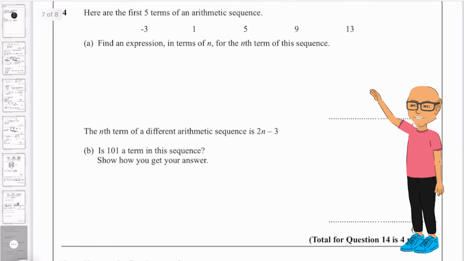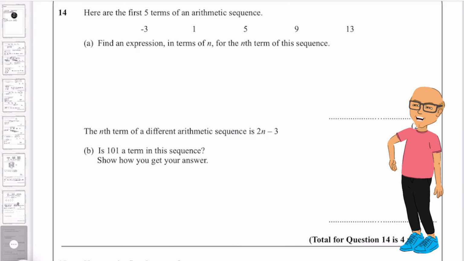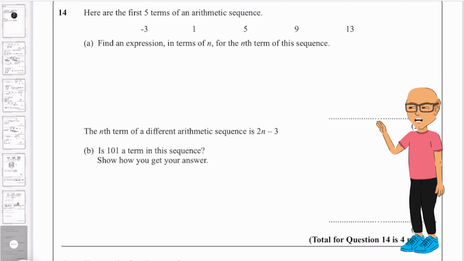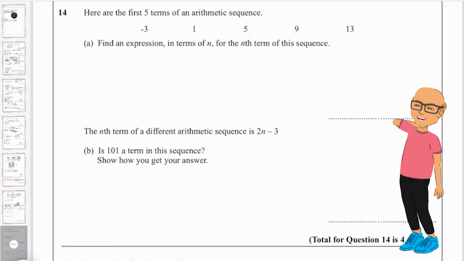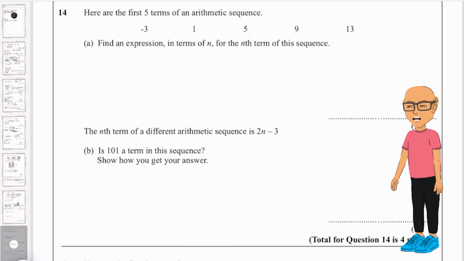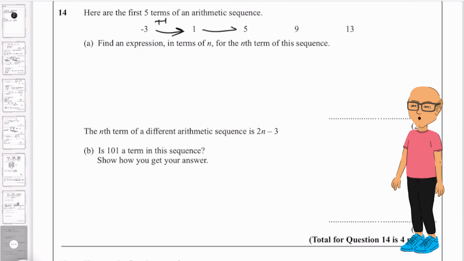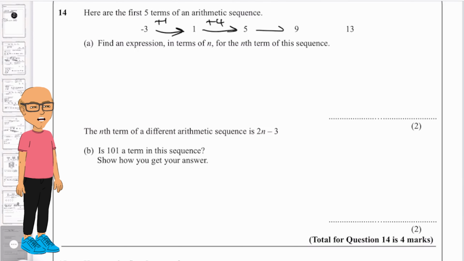So question 14. So we've now got the first 5 terms of an arithmetic sequence. Remember, arithmetic sequence is when we're adding or subtracting. And we need to find an expression in terms of n for the nth term of this sequence. So similar to what we've just done in the past question. So we know in order to get from 3 to 1, we plus 4. 1 to 5, we plus 4, and so on. So we now know it's going to be 4n.